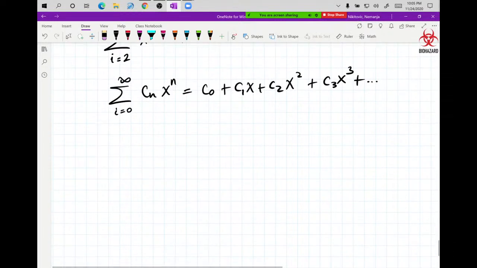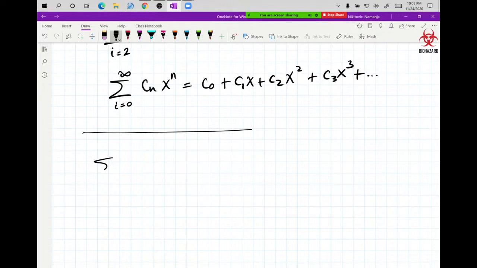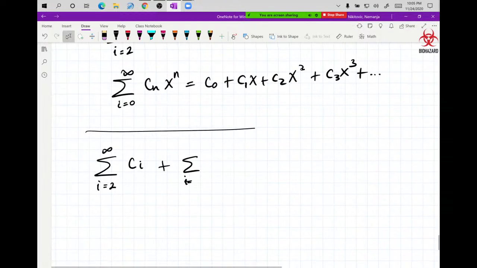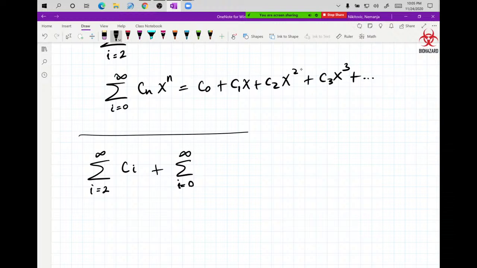So if I want to add the summation where i goes from 2 to infinity of, I don't know, Ci, plus another summation where i goes from 0 to infinity of di, let's say. These are indexes. Doesn't matter.